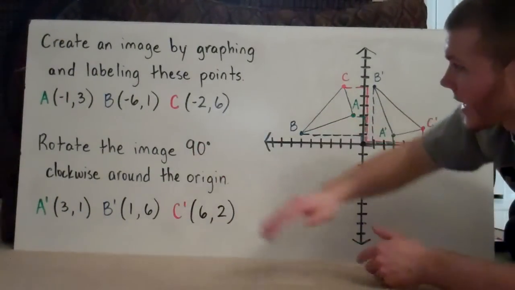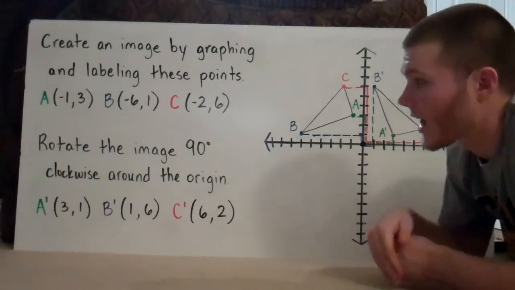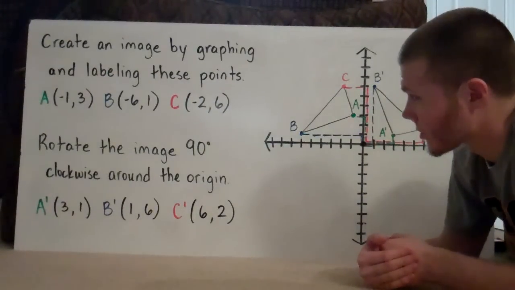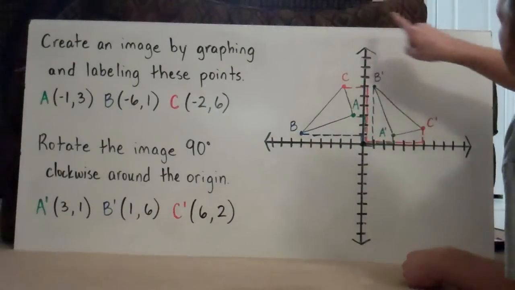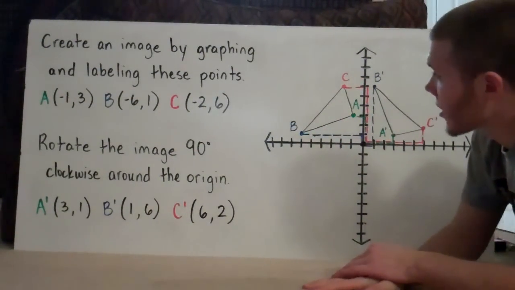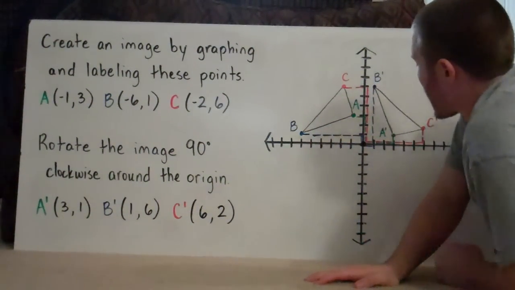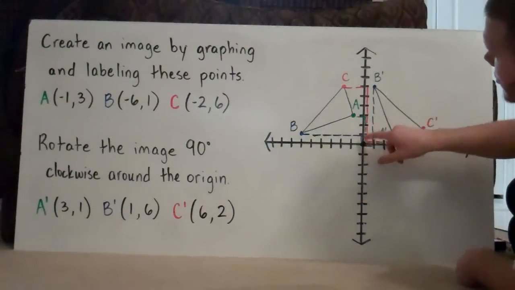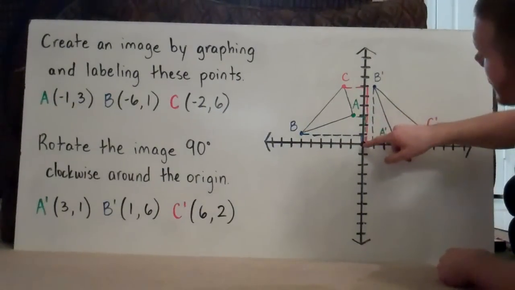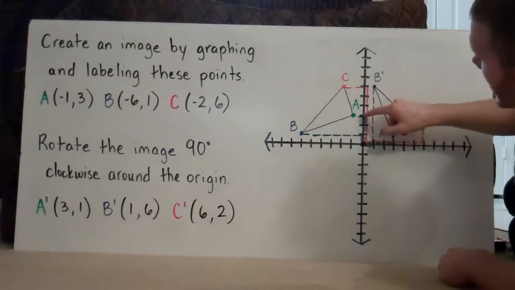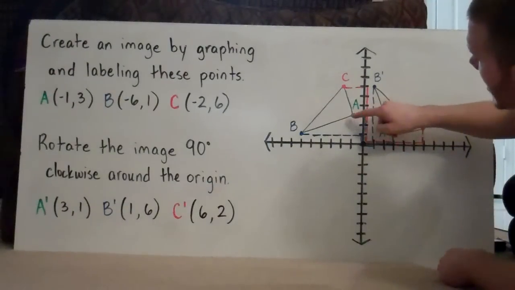Now we're going to rotate that image 90 degrees clockwise around the origin. Clockwise, that's to the right, 90 degrees. So this is what I'm going to do. I'm going to draw from the origin to point A. I'm going to go up like I'm rising, and then to the left like I'm running. So I'm going up 3, to the left 1, and there's my line.